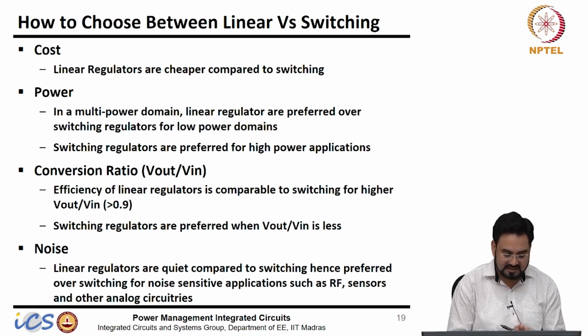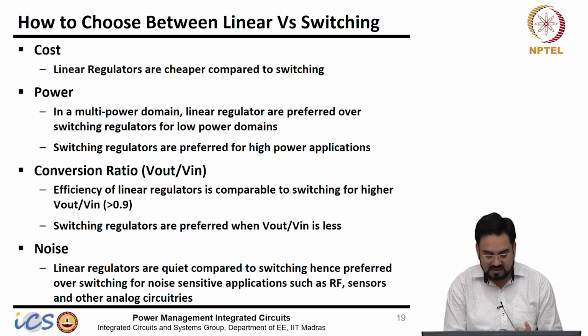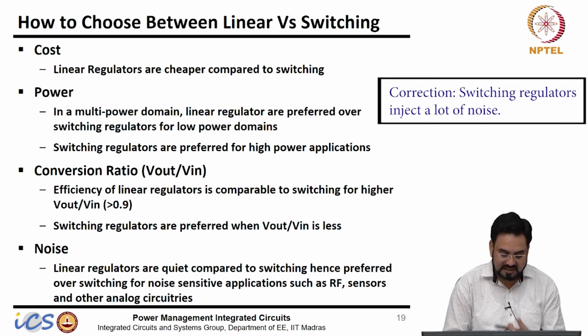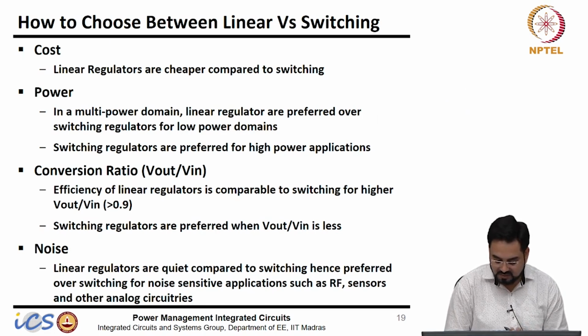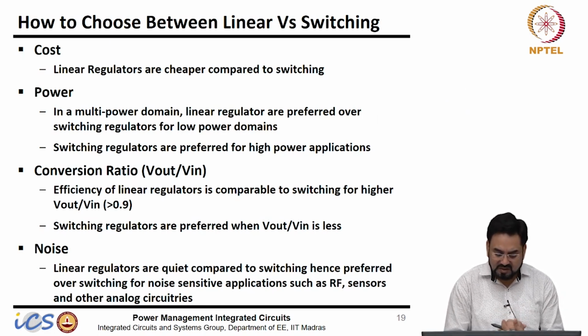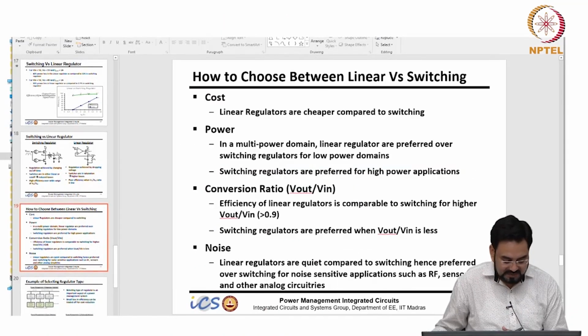And noise is another point to be considered. Linear regulators are quiet because they are not switching, whereas switching regulators inject a lot of noise in the output as well as in VDD and ground. So for any noise sensitive applications such as RF sensors and other analog circuitries, we always prefer linear regulators. So let us take a few examples.